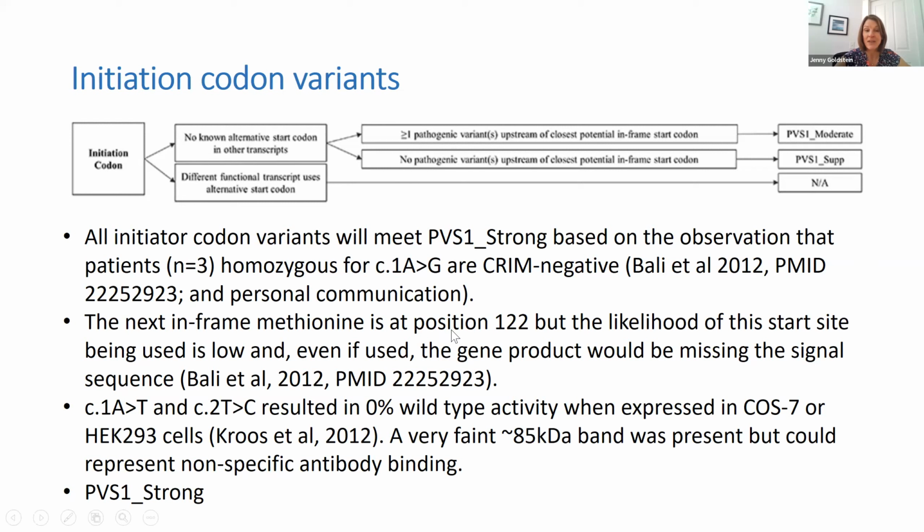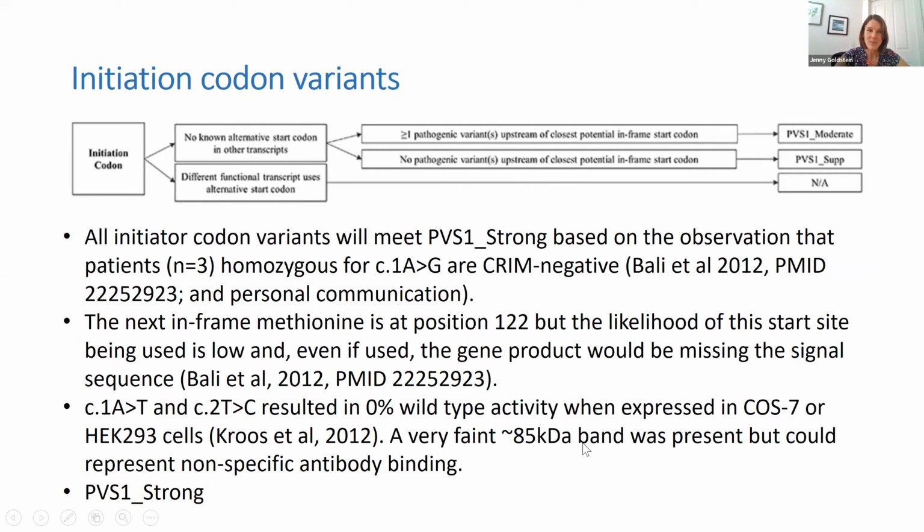Also, the next in-frame methionine is at position 122, but using predictors, the likelihood of the start site being used is very low. And even so, the gene product would be missing the signal sequence, so presumably wouldn't make it to the lysosome. And then when you look at some different initiator codon variants in terms of their functional activity, there's basically no enzyme activity, as you would expect if you make no protein.